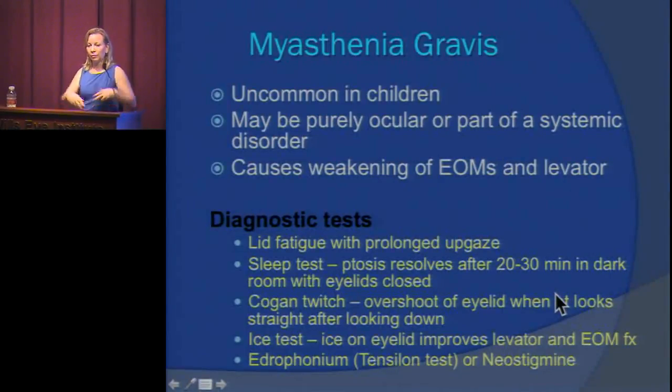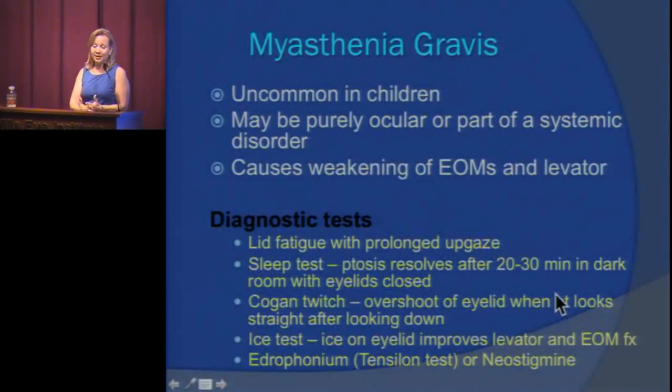Have them look up for 2 to 3 minutes, trying not to blink, and you'll see the lid just slowly go down. You can use the sleep test, where the ptosis resolves after about 20 to 30 minutes in a dark room with the eyes closed. You want to look for the Cogan lid twitch sign, which is an overshooting eyelid. The patient looks down for several minutes, then you have them look straight ahead, and you'll see the lid of the affected eye twitch up.